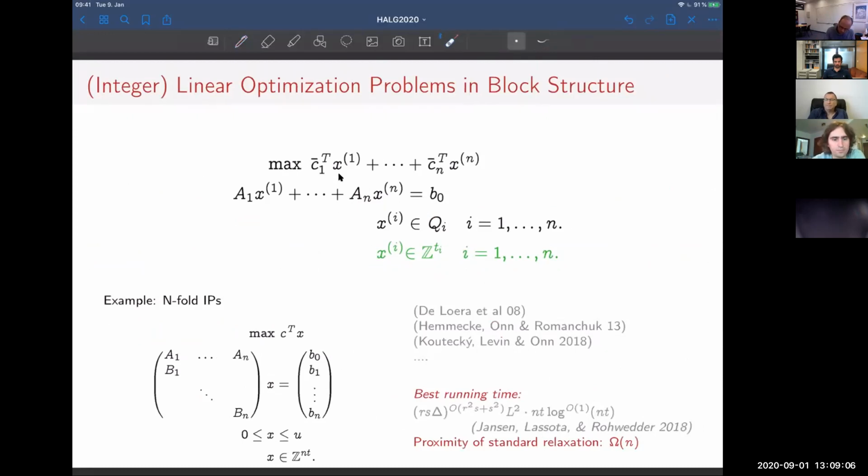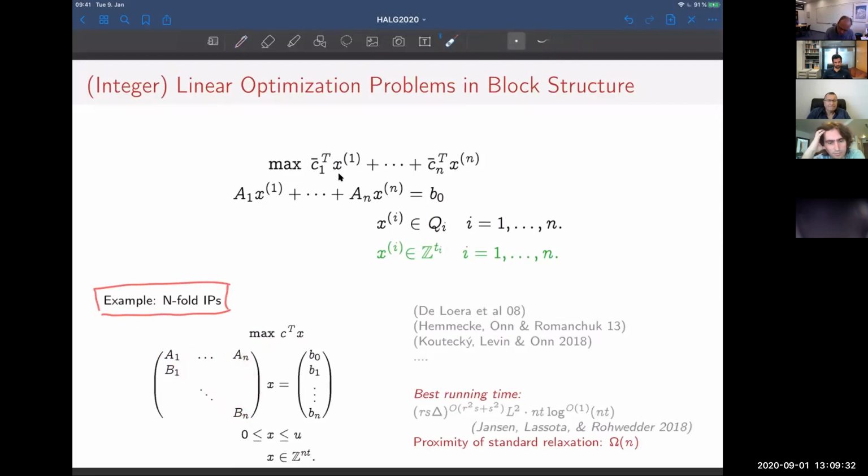And one of them that has appeared quite a lot is the n-fold integer program. So what is an n-fold integer program? Here we have to maximize c transpose times x, and we have a constraint matrix of this form. Here are the linking constraints. And here on the diagonal are the block constraints that are individual. Okay.